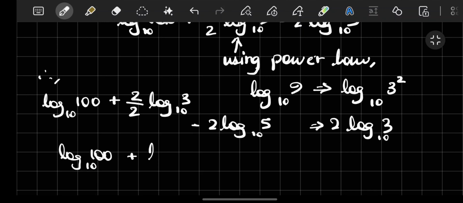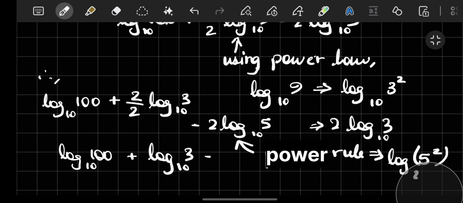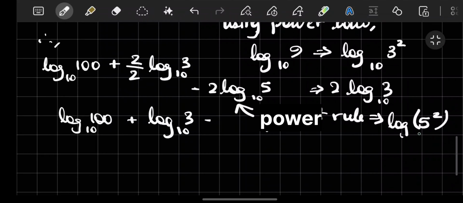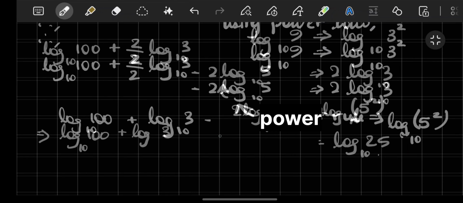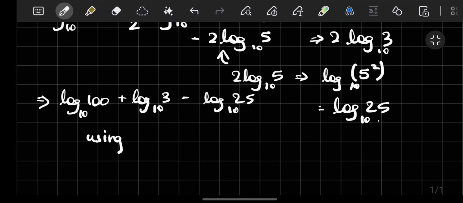Now what about the second one? In the second part, we have 2 log 5 to the base 10. This could be written as log 25 to the base 10 since the 2 could be taken above the 5. Therefore, instead of minus 2 log 5 to the base 10, I can write minus log 25 to the base 10. Therefore, now everything has the same coefficient.